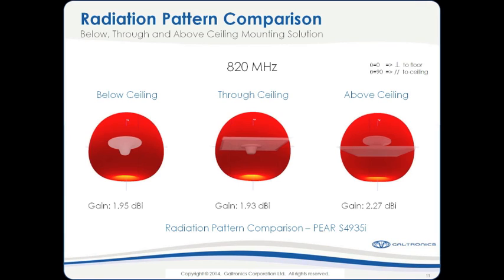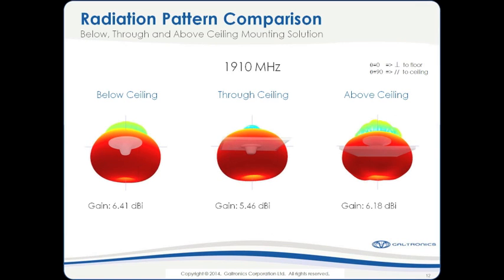It's not as dramatic in this case as it will be on the next slide where we look at 1900 megahertz, but the shape is changed. So you see, by creating this antenna pattern where we direct the energy below the ceiling, below the plane of the ceiling, we're able to now install the antenna through and above the ceiling without impacting the antenna performance significantly.